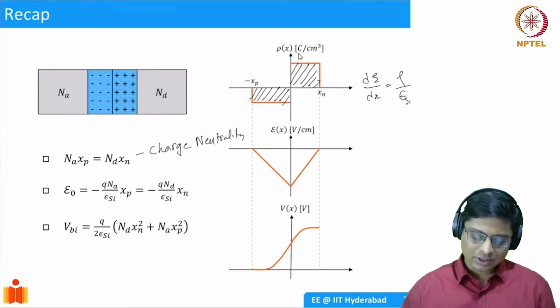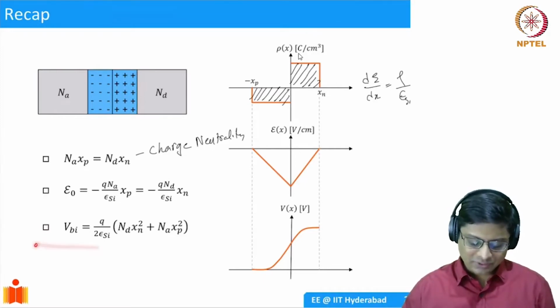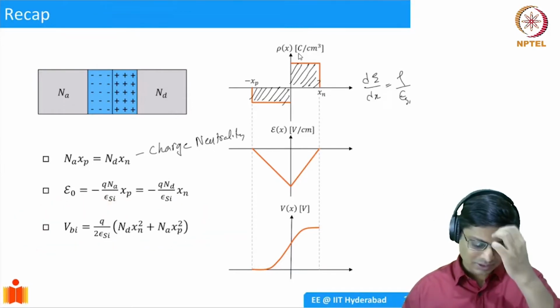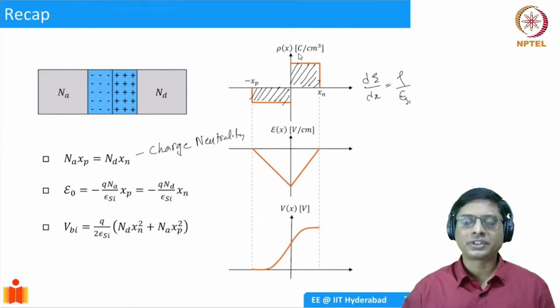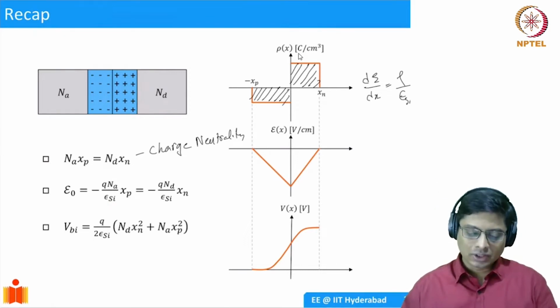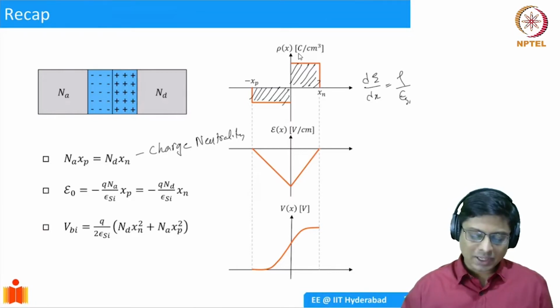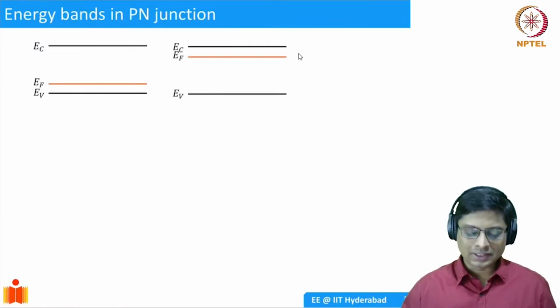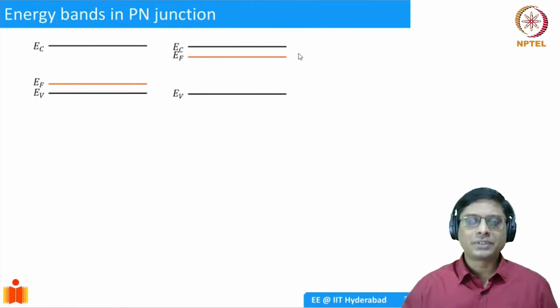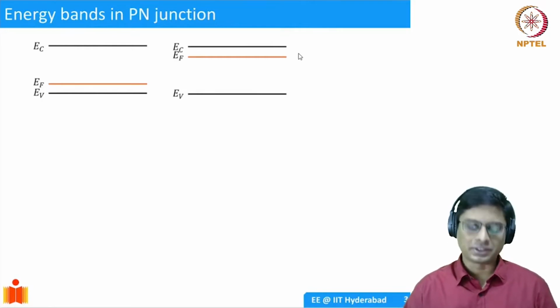All right. And then we derived an expression for built-in potential. I said that this is not a very common form, but this is just telling you that the potential is going to be a quadratic function of x, right? So today what we would like to do is draw the band diagram of a PN junction. As I've been telling you, band diagrams are very useful tools because they give you a lot of information in a very concise manner.